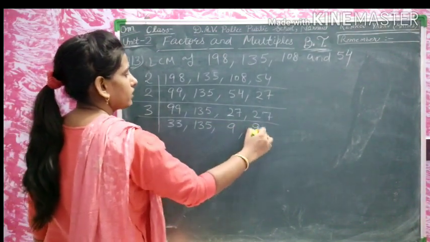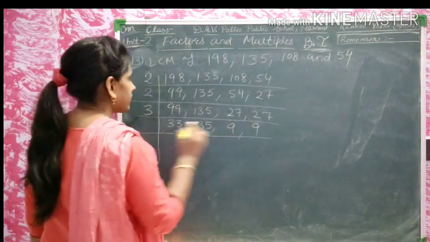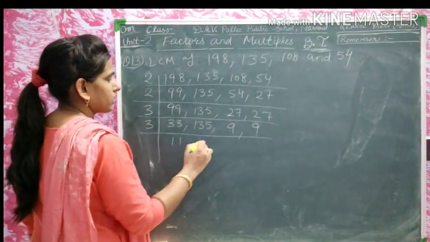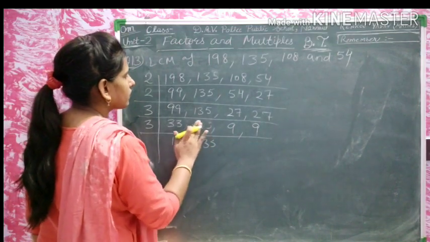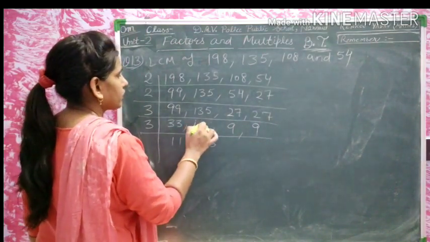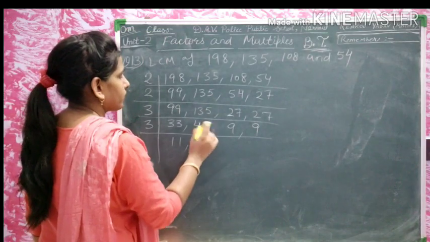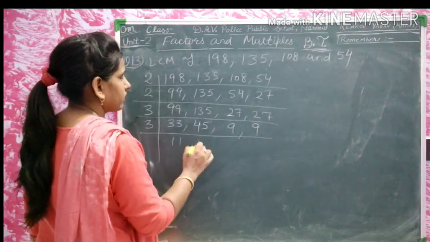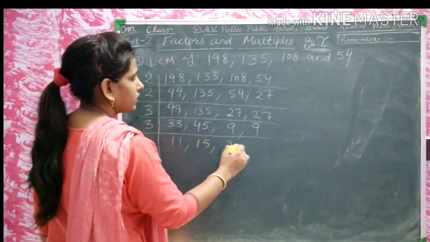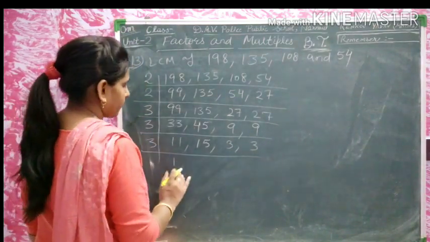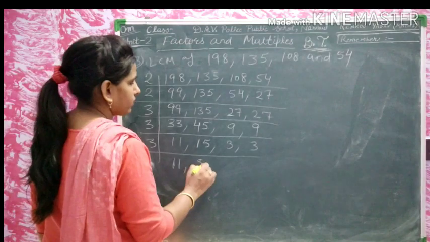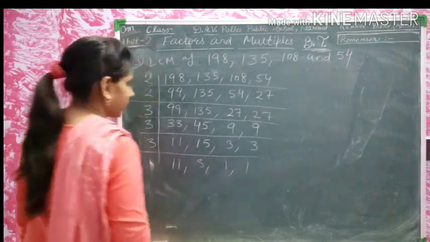3 9 are 27, 3 9 are 27. Now again it is divisible by 3, 3 1 are 3, 3 1 are 3. This is not divisible by 3. It is divisible by 3. Yes. 3 4 are 12 and 3 5 are 15. It is again divisible by 3. 3 1 are 3, 3 5 are 15. 3 3 are 9, 3 3 are 9. It is again divisible by 3. 3 1 are 3, 11, 3 5 are 15 and 3 1 are 3, 3 1 are 3.